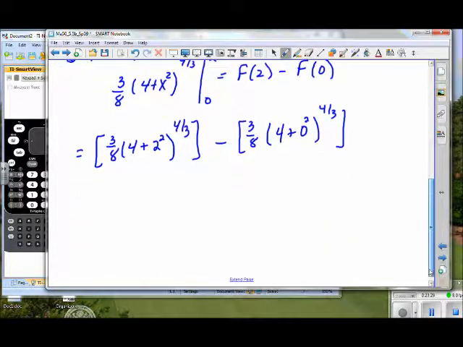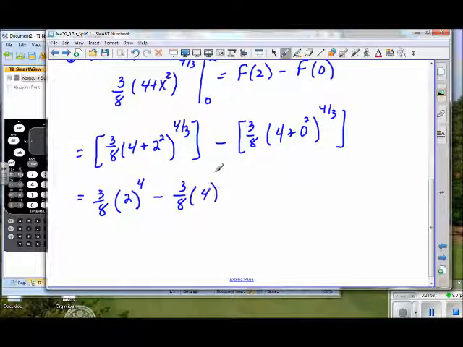We want to simplify our arithmetic, and so we would have 3/8. 4 plus 4 is 8. We're going to take the cube root of 8, which happens to be 2, so 2 to the 4th power. Again, 4 plus 4 is 8. Cube root of 8 is 2 to the 4th, minus 3/8, and we're going to have 4 to the 4/3 power.